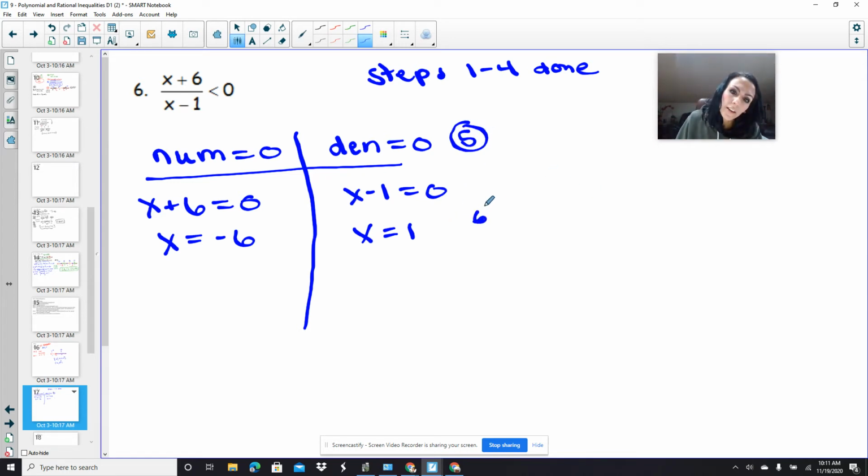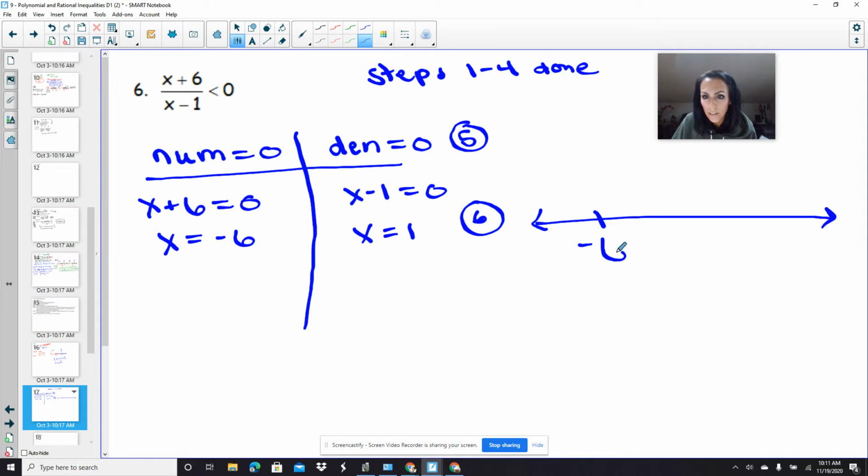Once we have those critical values, this is step 5 and 6. We're going to put those critical values on a number line. Here we have our number line. We have -6 here and 1 here. So now we do have 3 regions to test. Go back up to the original. We are looking for values that make this negative, because we're looking for less than 0.